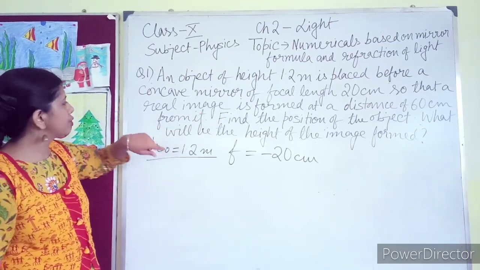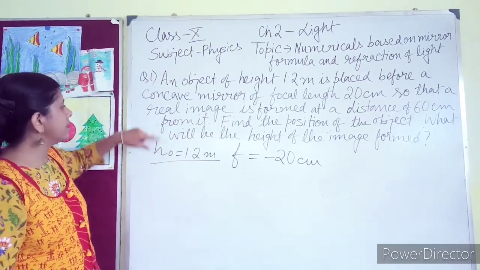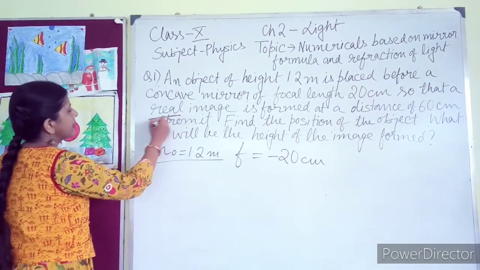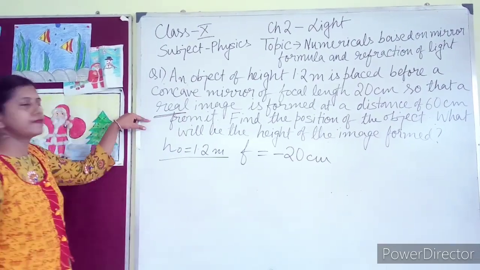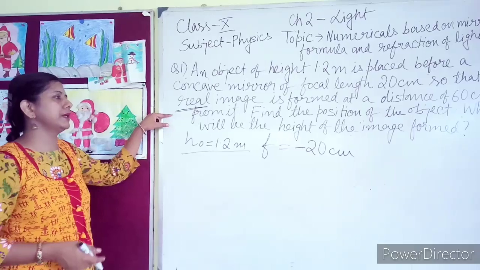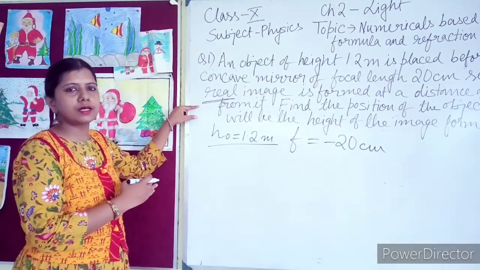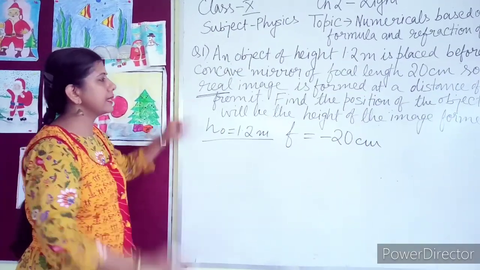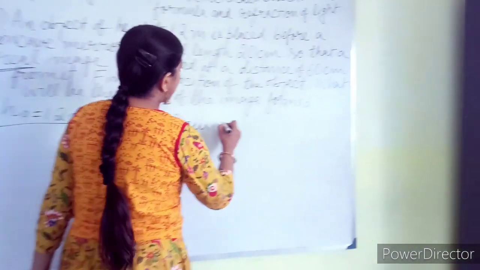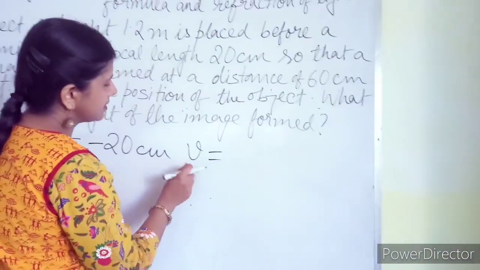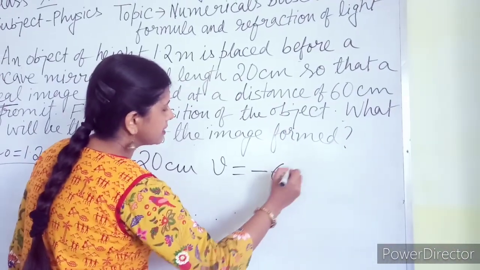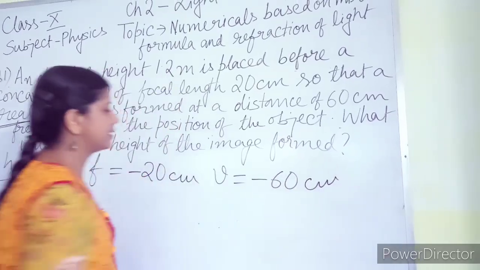Next, what is given to me? Distance of the image. Now, real image means image is forming in front of the mirror. When in front of the mirror, I have to take the negative sign. So my V, that is distance of image, is minus 60 centimeter.